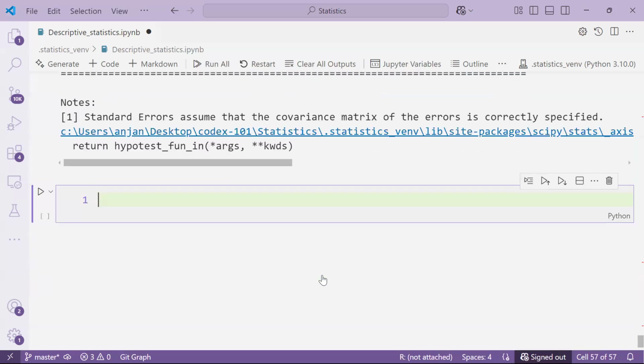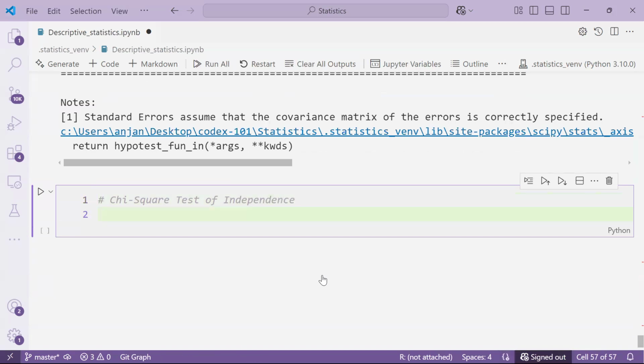Now I would like to talk about the chi-square test of independence. What is the use of the chi-square test? It can help you test whether two categorical variables, categorical meaning qualitative data, are related or not. We can test that with the help of the chi-square test.